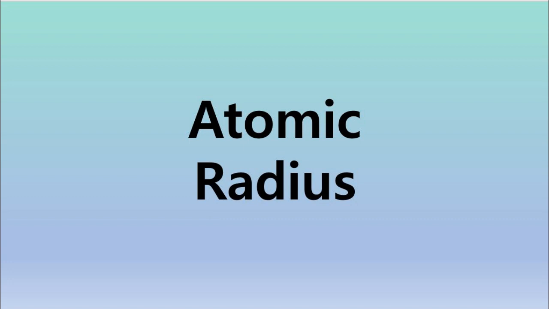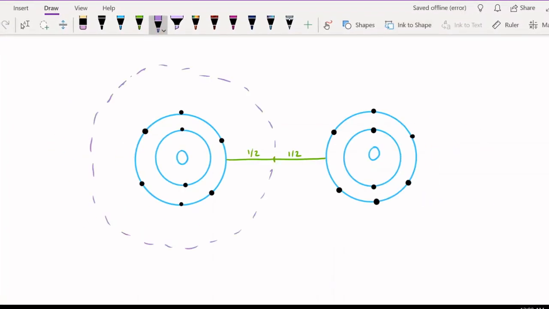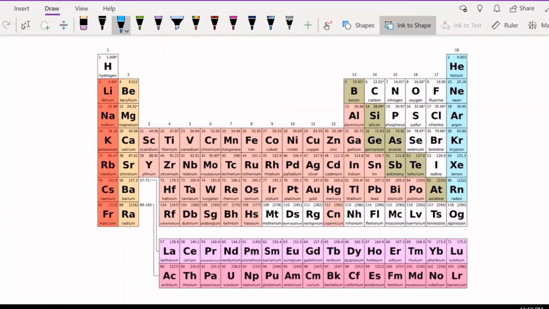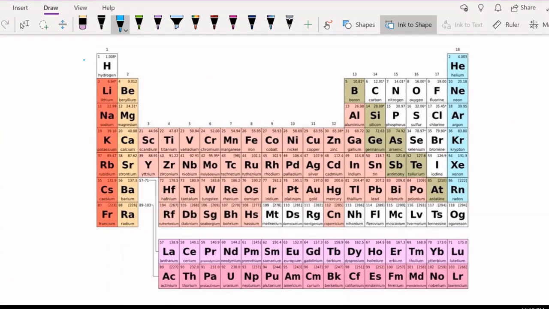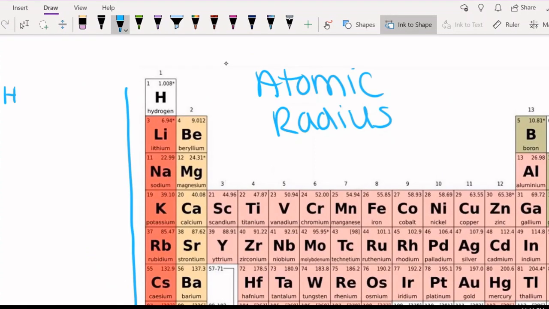First, we're going to talk about atomic radius. How do we measure atomic radius? It's half the distance between two elements bonded together. On the periodic table, as we move down a group, the atomic radius increases. Why does this happen? Let's take a closer look at group 1.